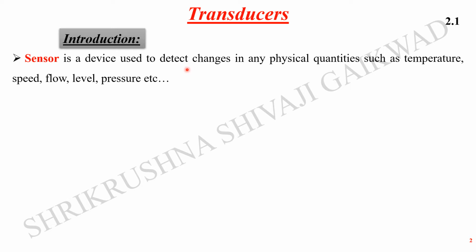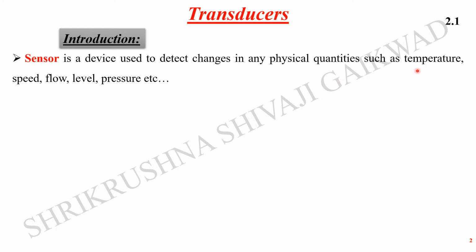So let's see, in the introductory part, what we understand from the transducer is a kind of device which converts one form of energy into another kind of energy. For that case, what we need is a kind of primary sensor. And what is the sensor? A sensor is a device which is used to detect the changes in physical quantities.